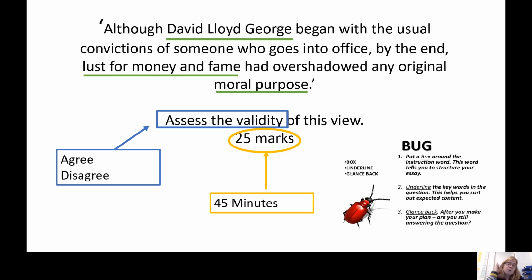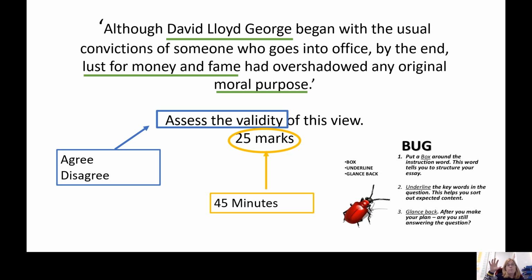I really strongly suggest, you're at an advantage. Before I send you off to go and write this, you know what the question is, and we're going to come up with a little bit of a plan together. But in the real thing, you would spend 5 minutes reading the question, bugging the question, planning the question. So 5 minutes to read, bug, and plan. And then you've got 40 minutes to write it. Right. So now we've got an idea what this question's actually asking us.